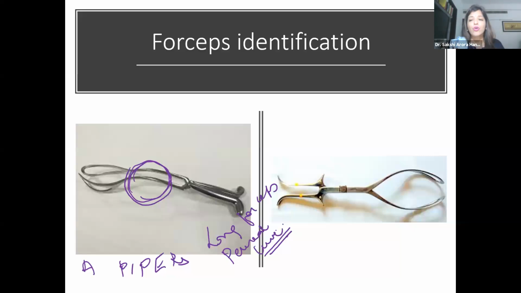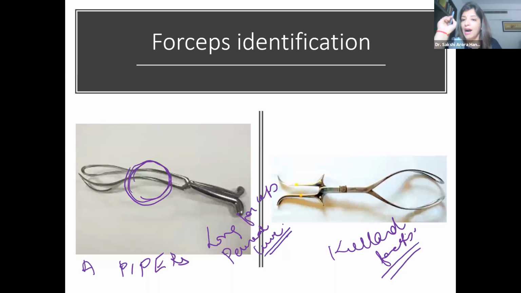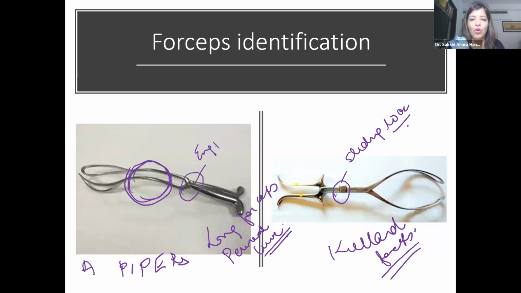Now, if you get a long forceps which is straight, and it does not have any perineal curve, that means it's a Kielland forceps. The identification mark for a Kielland forceps is that this is the only forceps which has a sliding lock. All the other forceps have this kind of lock, which is the English lock. Right? This is the only forceps which has a sliding lock.